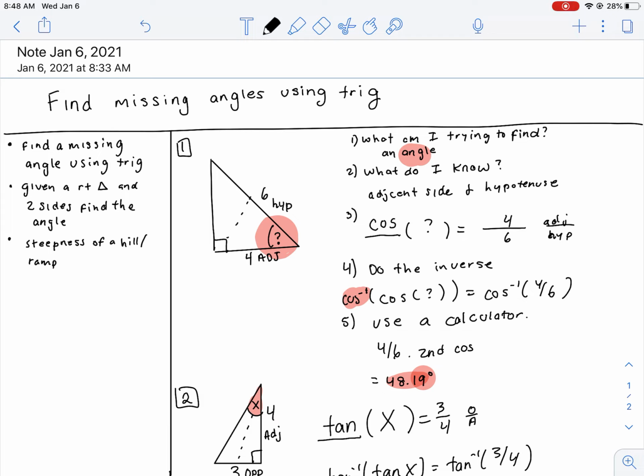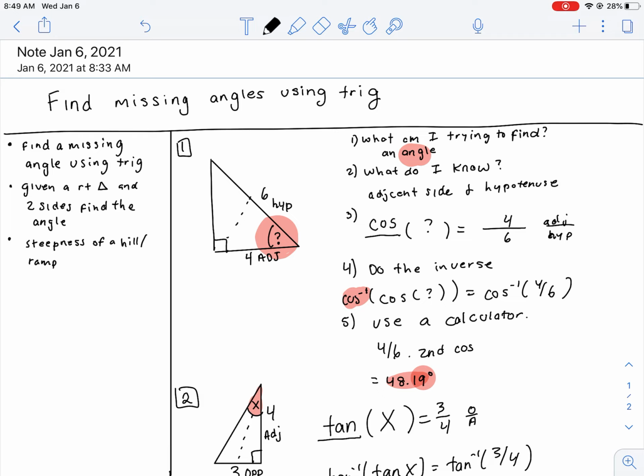So I'm going to write that: the cosine of this missing angle, I don't know what it is. We know, though, that the cosine will be given by the adjacent side, the 4, and the hypotenuse, which is the 6. So the question is, how do I take this information then to find the angle? Well, think back to what we did yesterday, that we're given the ratio, because every single angle has its own unique ratio for sine, cosine, and tangent. You know the ratio, you can figure out which angle will give it to you.